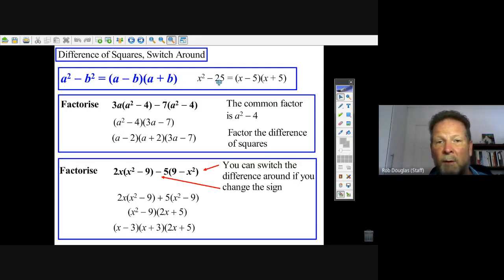If you see x squared minus 25, people seem to like these. They just write down the answer. They go x minus 5, x plus 5. And if you do FOIL on it carefully, it always works. A minus b, a plus b.